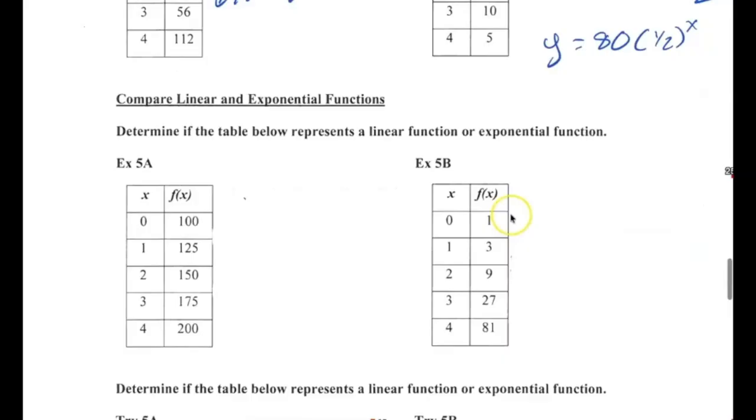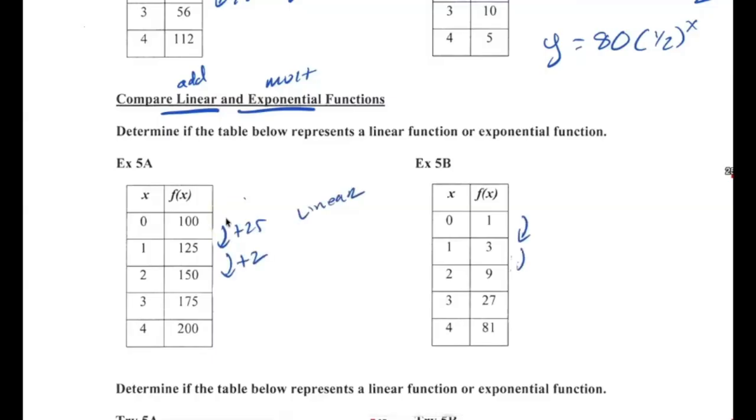And then this last one here, let's compare a linear to an exponential. Which one's linear? Remember, a linear one is when you add the same amount. Exponential is when you multiply by the same thing each time. Our first one here looks like we're adding 25. This will be a linear function. And over here, we are multiplying by 3 every single time. So that's an exponential.